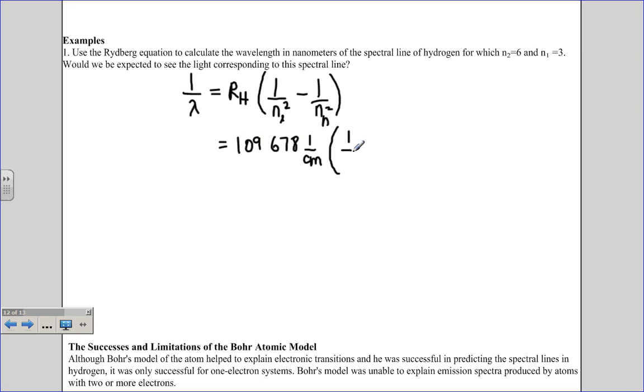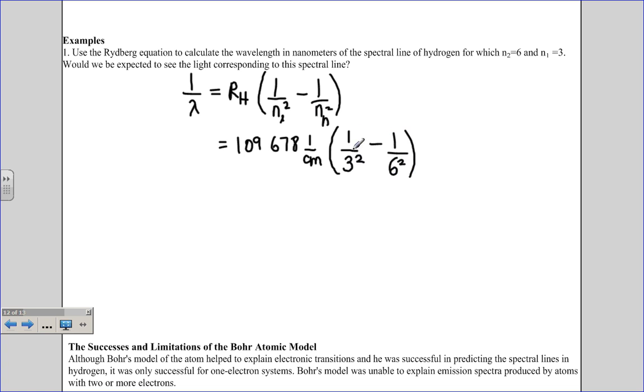And I've got 1 over, and this is where we need to be careful. Although the energy is the final minus the initial, because of the rearranging that we've done, the first N that we put in this formula is the energy of the lower energy level. So in this case, it's going to be 3. So I take 1 over 3 squared, and I'm going to subtract 1 over 6 squared.